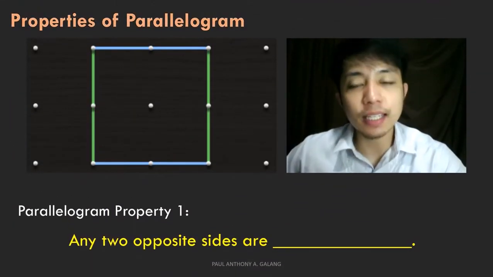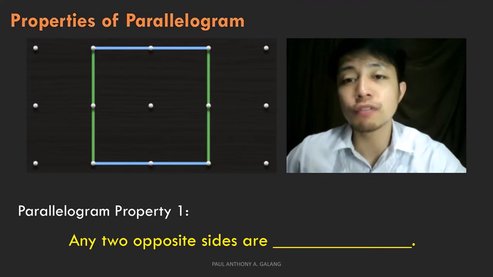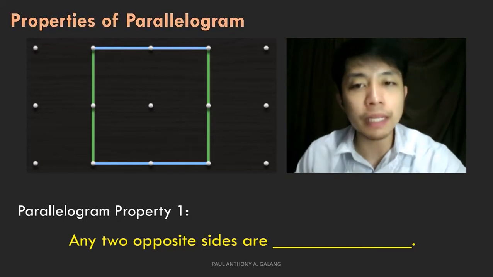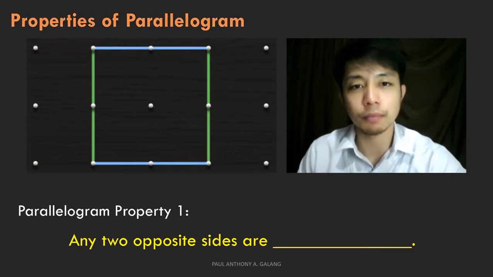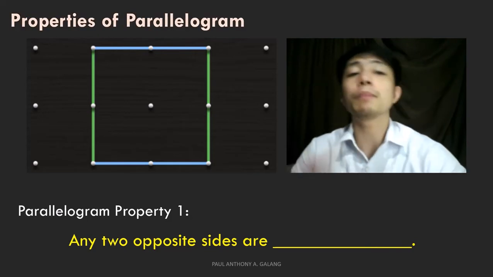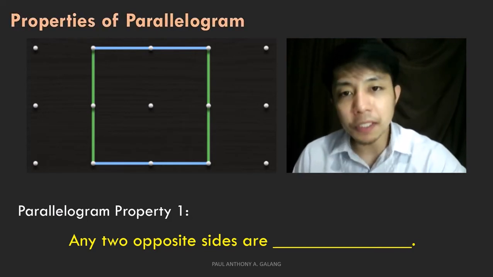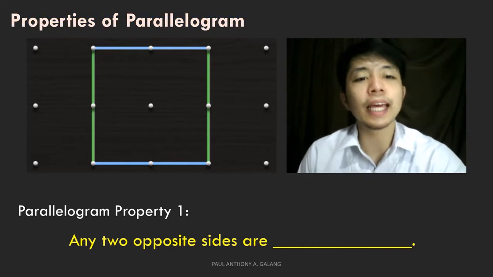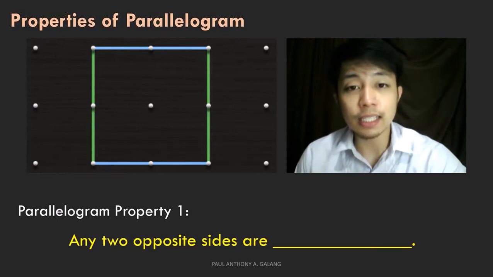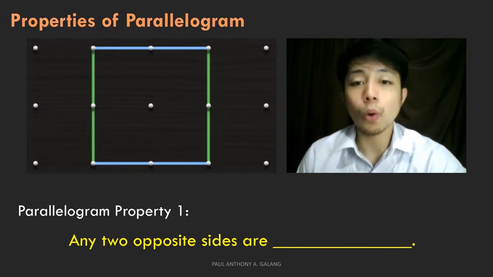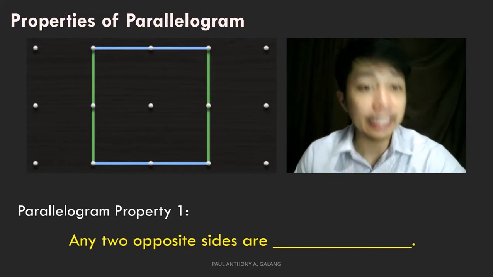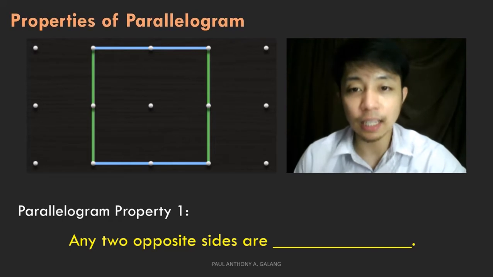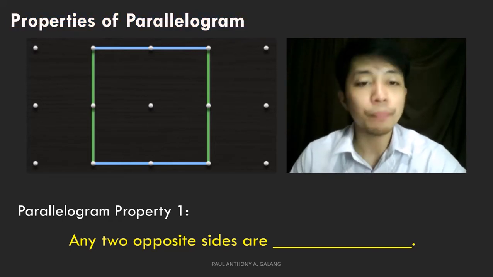Okay, next is about the five properties of parallelograms. Help me fill in the blank, the correct answer to complete the property of a parallelogram. Ready? Alright. Parallelogram property number 1: any two opposite sides are blank. Looking at the illustration, we can tell that opposite sides, like the sides colored blue or the opposite sides colored green, are identical, meaning they are similar in size, exactly alike, and therefore the answer is congruent.